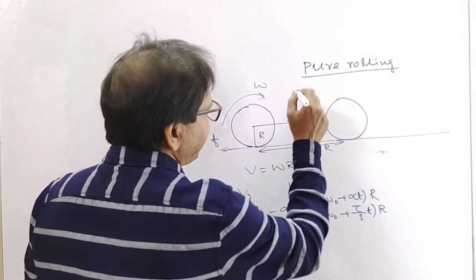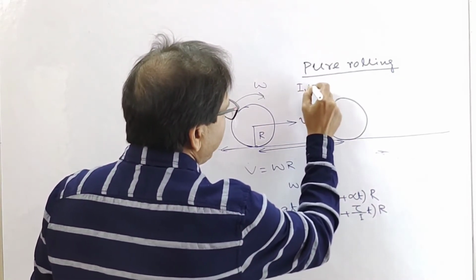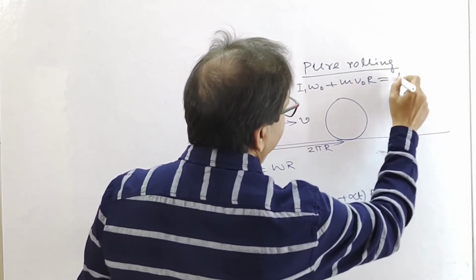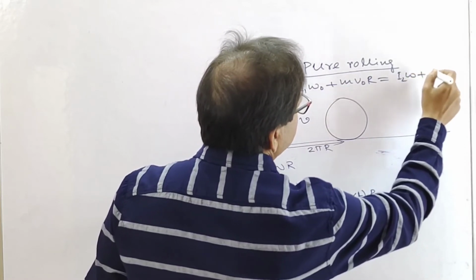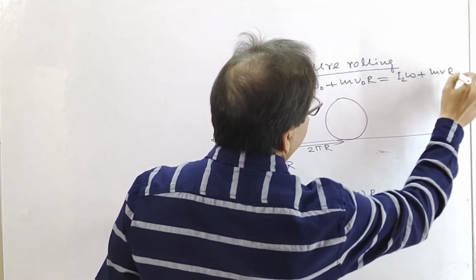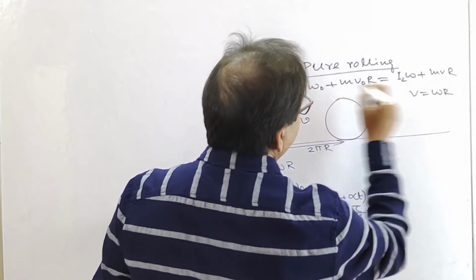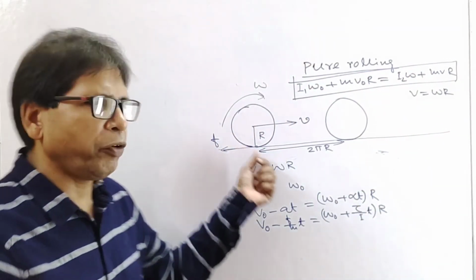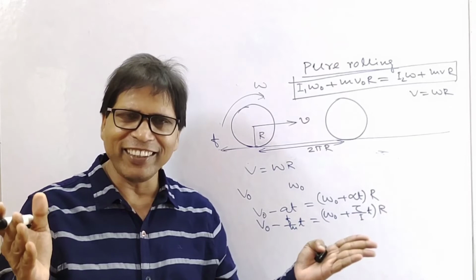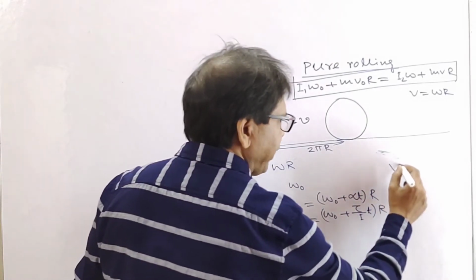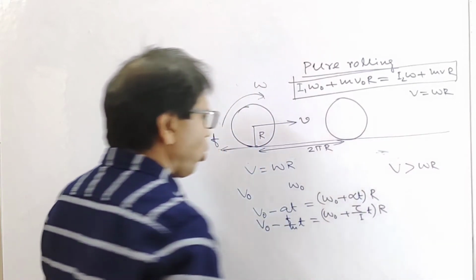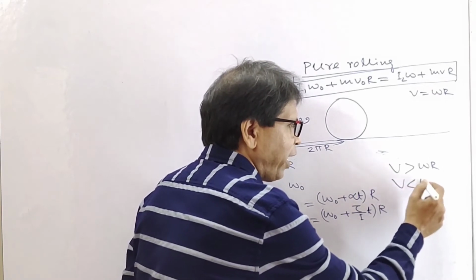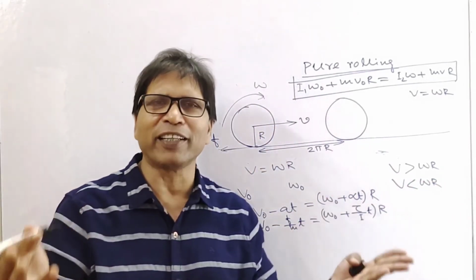Look at this, in this case here I1 omega naught plus this is the m v naught r equal to, look at this, here I2 omega plus this is the mvr. Okay, here v equal to omega r. Now this formula also helps us to get the final velocity v during pure rolling. Okay, understood? Again, if v is greater than omega r, then it is called rolling with forward sliding, and if v is less than omega r, it is called rolling with backward sliding.